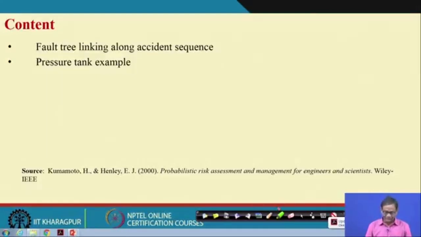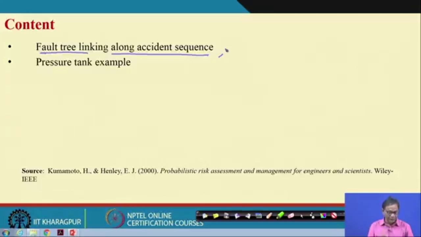So now, depending on the system configurations, there will be different layers of protection. Each of the layers can fail. If you want to know how these layers fail, ultimately you require to develop a fault tree. That is why we are saying fault tree linking with accident sequence. Accident sequence will be developed using event tree, and at each node of the event tree, the success and failure of the protection measures, which are basically known as pivotal events, will be understood using fault tree. So that is the first part.